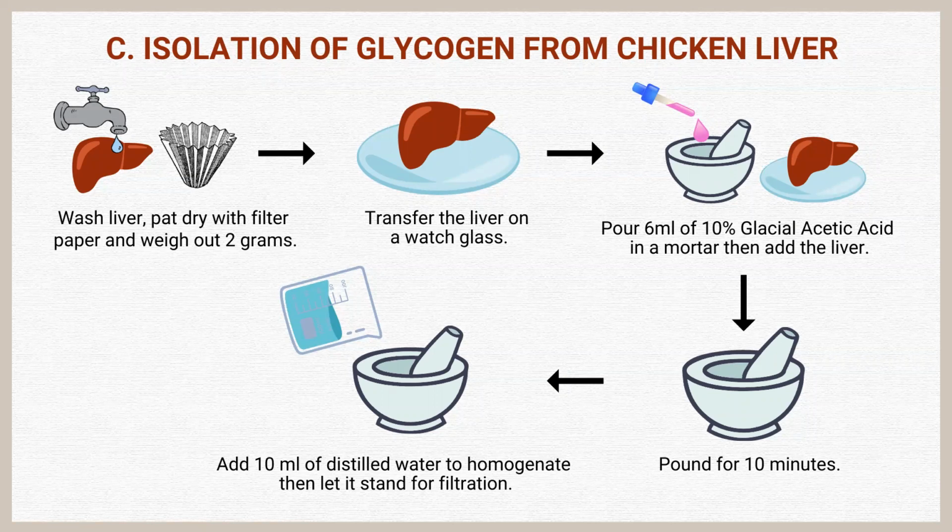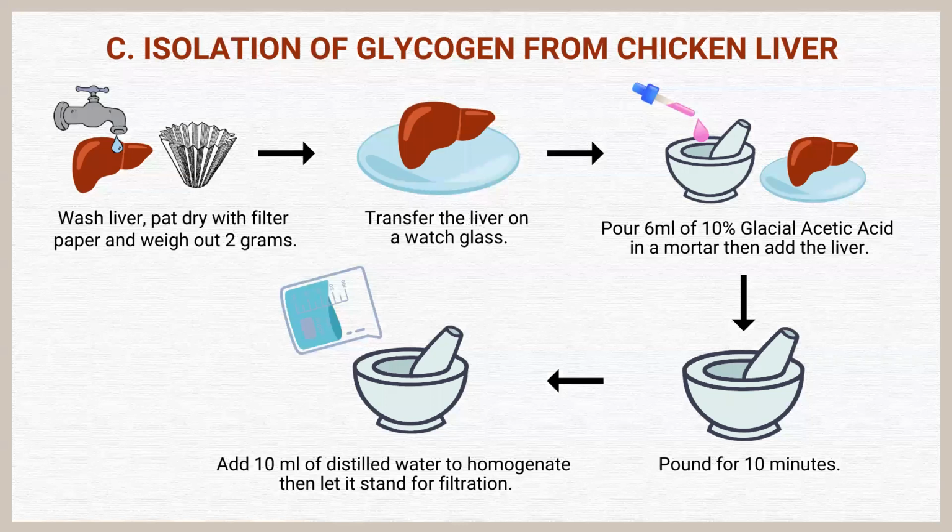As you can see in our schematic diagram, it is not the actual glacial acetic acid, because it was not available in the lab, so we improvised something from the canvas. It is just for example, so you pour 6 ml of 10% glacial acetic acid. The next is to add the liver.